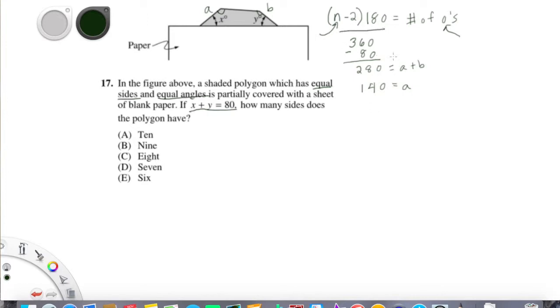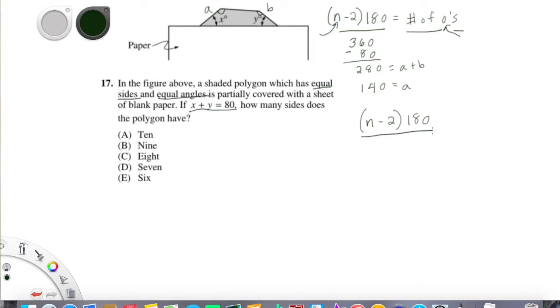Now, this formula up here is going to come in handy once again. This formula is the total number of degrees, not of O's, but the total number of degrees for this figure. If you took the total number of degrees and divided it by the number of sides, or the number of angles that you'd have, you'd get the degree measure of each of those angles. We know that degree measure is 140, so we can use this equation once again with a little adjustment in order to get our answer.